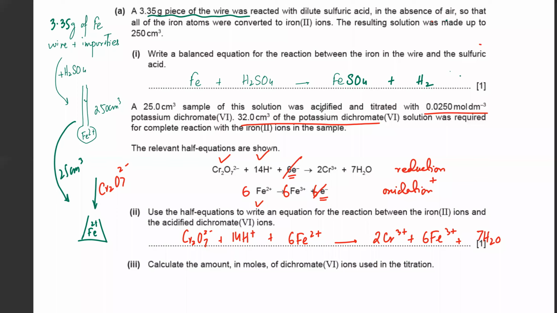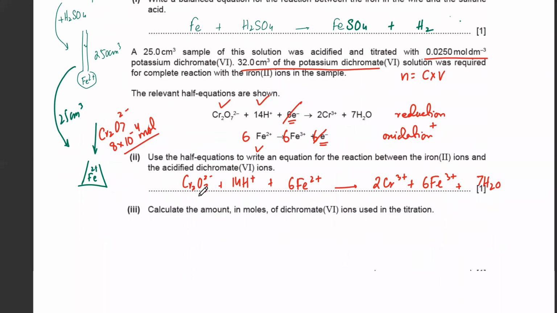What's the formula of moles? It's concentration times volume. Can you quickly tell me what the moles are that you're getting? Eight times 10 to the power of -4. So you're getting 8 times 10 to the power of -4 moles. So he's saying the first part: calculate the moles of dichromate(VI) ions used.